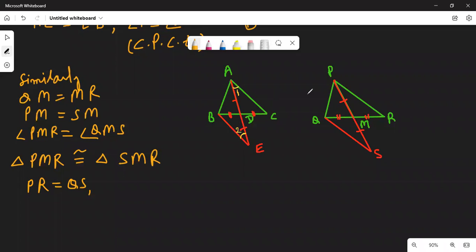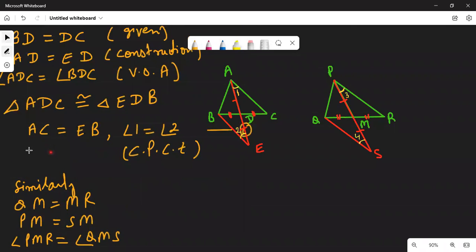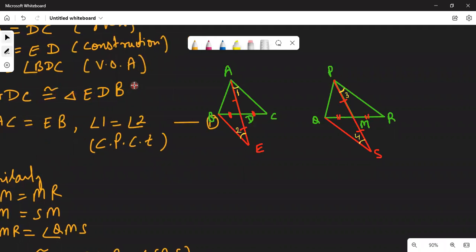Let's name these angles as well: this angle is 3, and this angle over here is 4. So can we say angle 3 is equal to angle 4? Let's name this equation 2. And this congruency is by SAS, side angle side. You must write this congruency. Did we write it up there? Yes, here also we should write SAS, side angle side.